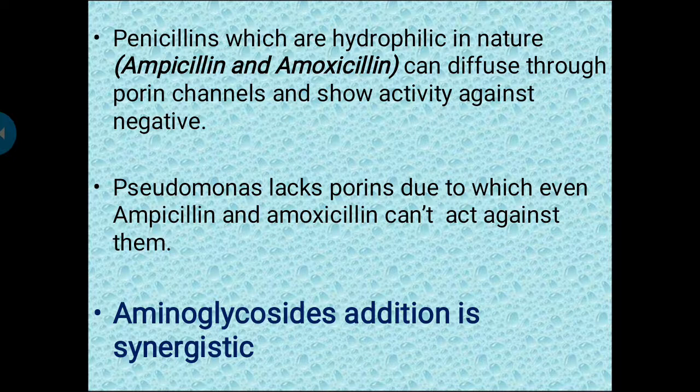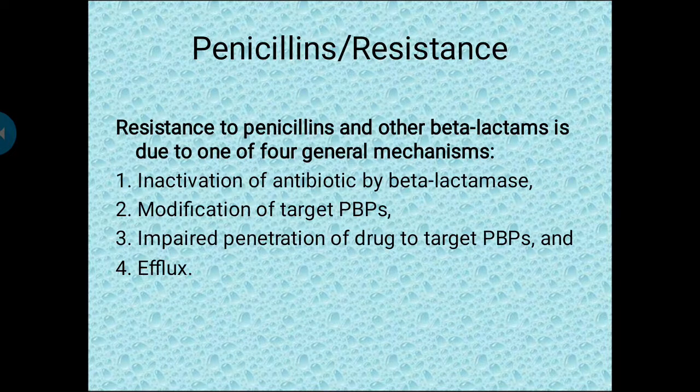So remember these different sites of action of the different cell wall inhibitors. The beta-lactam drugs, penicillin, cephalosporin, carbapenems, block the transpeptidase enzyme. As we discussed the mechanism of action, we have to know how they become resistant. Penicillin resistance is very common, and it is due to one of four general mechanisms. We have discussed the general mechanisms in the general principles of antibiotics. So here also penicillins can become resistant due to one of those four mechanisms.